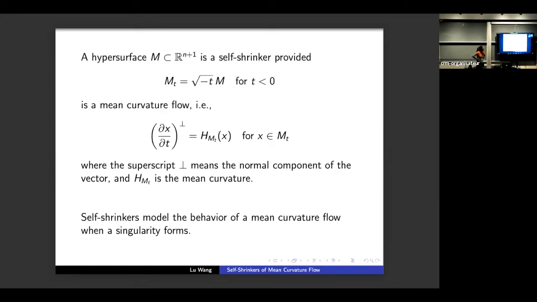So as you probably have seen in the first lecture, these self-shrinkers arise as the limits of a certain blow-up sequence of a mean curvature flow at a space-time point. So hence it models the behavior of a mean curvature flow when a singularity forms. Okay. So it's important to study self-shrinkers from the viewpoint of singularity formation of a mean curvature flow.